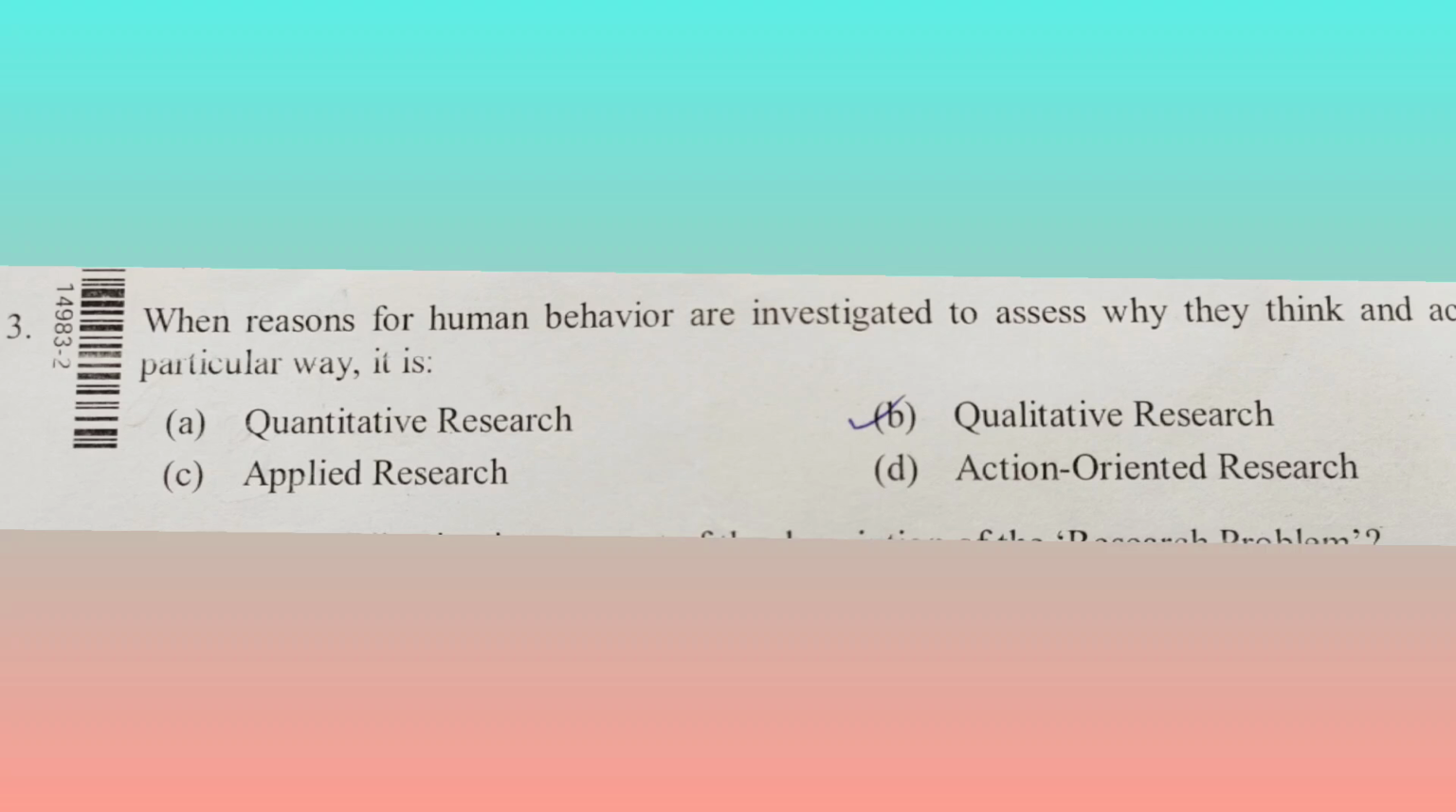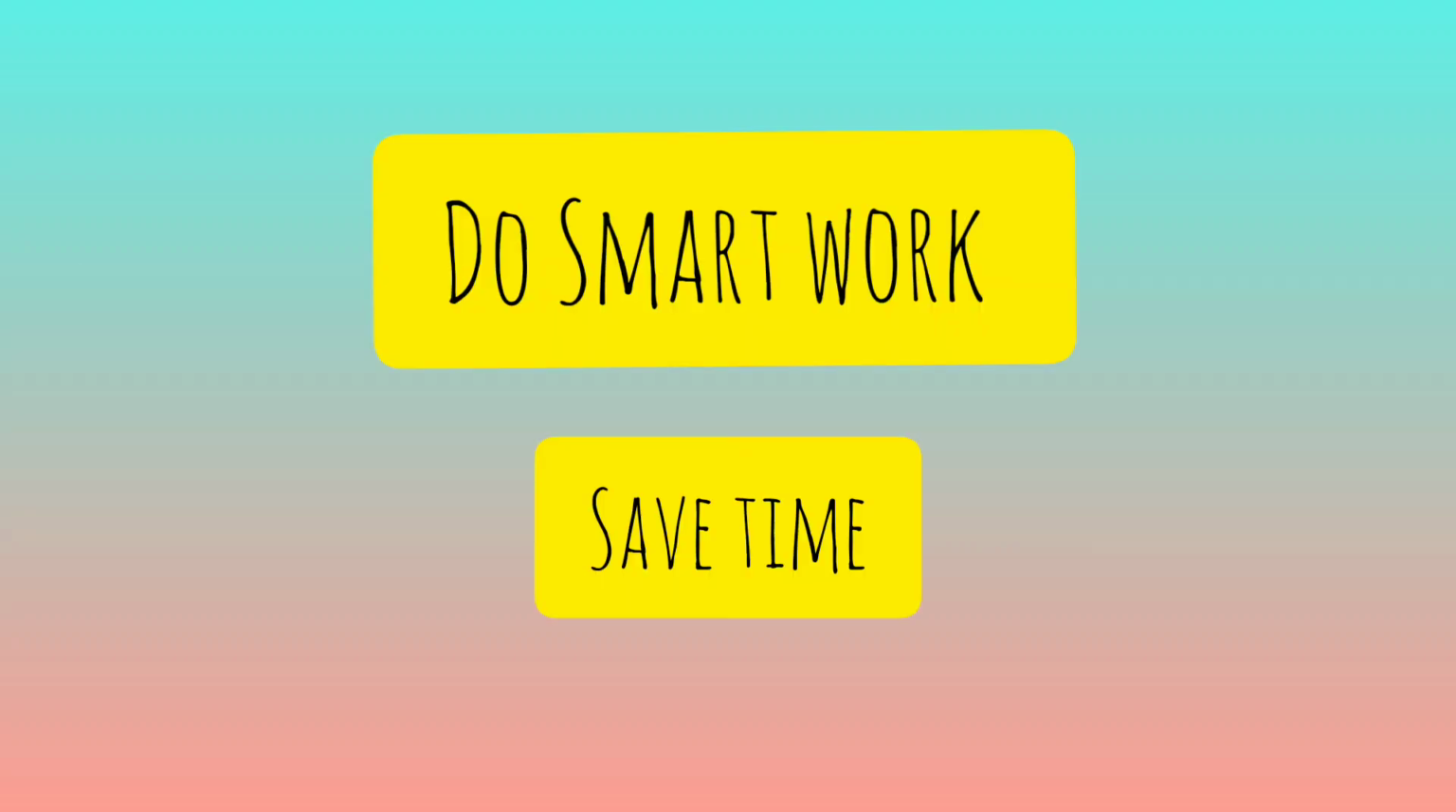For example, you should know about applied research, you should know about action-oriented research, quantitative, qualitative, all types of research you must know. With this, you will prepare not only one but four different topics. Isn't it amazing? In this way, you can work smart and save time.